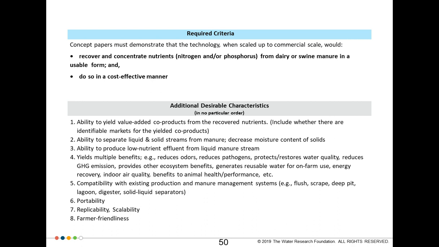As I mentioned, we went out to the world in phase one with some general criteria, and given that this was a concept phase, really just asking for concept papers, you can see this criteria is fairly general, looking for very simply a narrative about how your technology would recover phosphorus and or nitrogen from dairy or swine manure in a usable form and do so in a cost-effective way. And then we provided a number of additional desirable characteristics that the innovators could indicate their technology was capable of achieving.